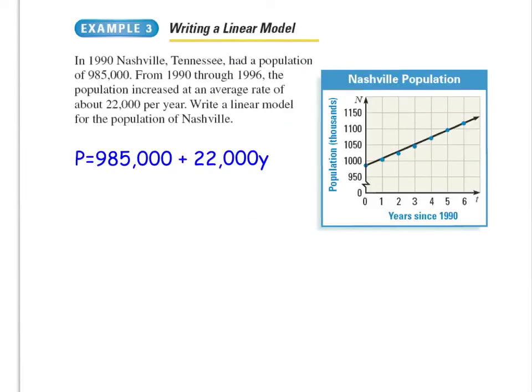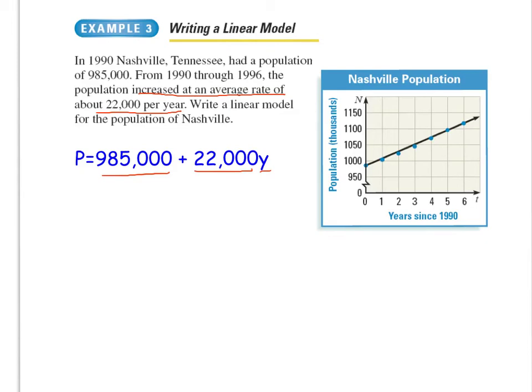So just a review problem here, just to talk about those linear format of a word problem again. In 1990, Nashville, Tennessee had a population of 985,000. From 1990 through 96, the population increased at an average rate of about 22,000 per year. There's your constant rate of change. So there's your slope times the number of years. And then here's that initial value that's added on, and that would be a linear algebraic model for that population.